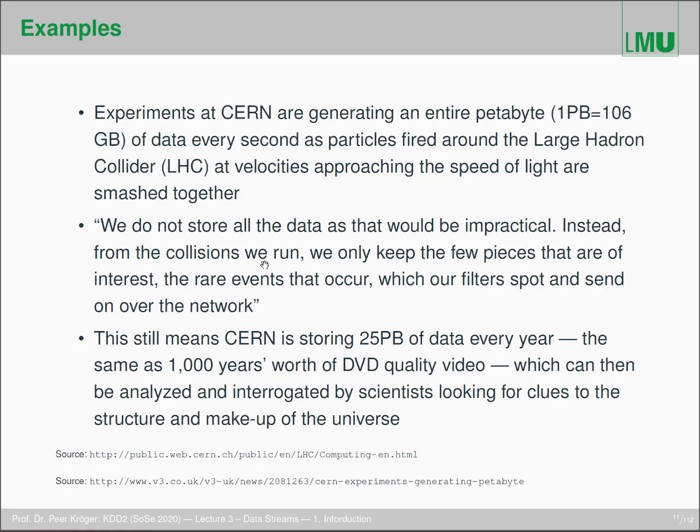So they run some specific filters. They run the experiments, and simultaneously they run specific filters, and they only store the data which they think is interesting. Only the rare events that occur, which our filters spot and send on over the network. In that case, CERN still stores 25 petabytes every year, which is still a lot.